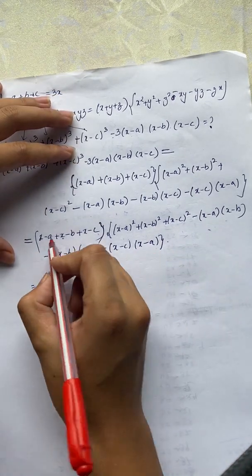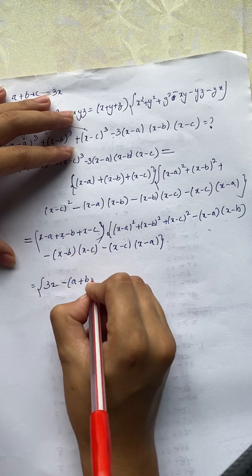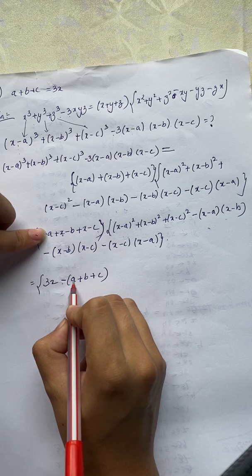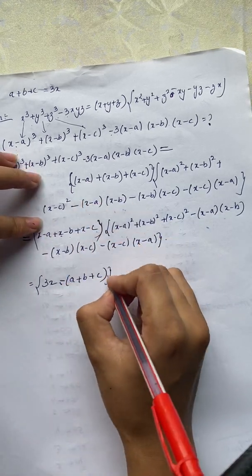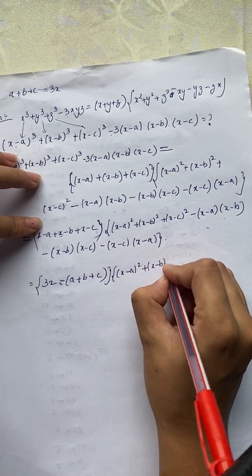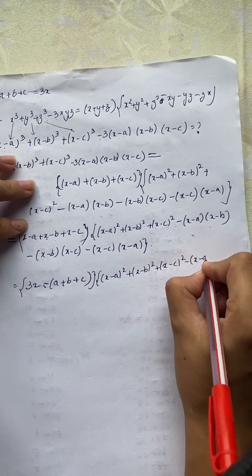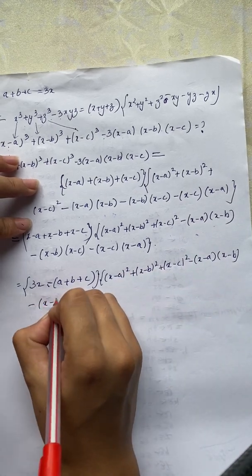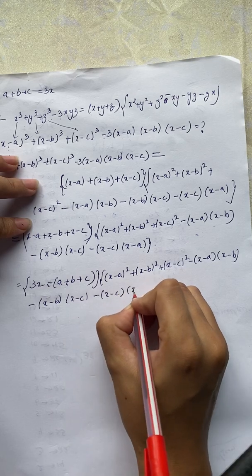Now you see 3x. I'll take minus direct, and what will I get? a plus b plus c. Because when I open up the bracket, minus into a, minus into plus, minus b, minus into c. Like the previous question, I'm just cutting a few steps. If you've understood question number 18, then there are some steps you can easily skip. So do not complicate by expanding. Just leave this as it is: x minus b, x minus c, minus x minus c, and x minus a.